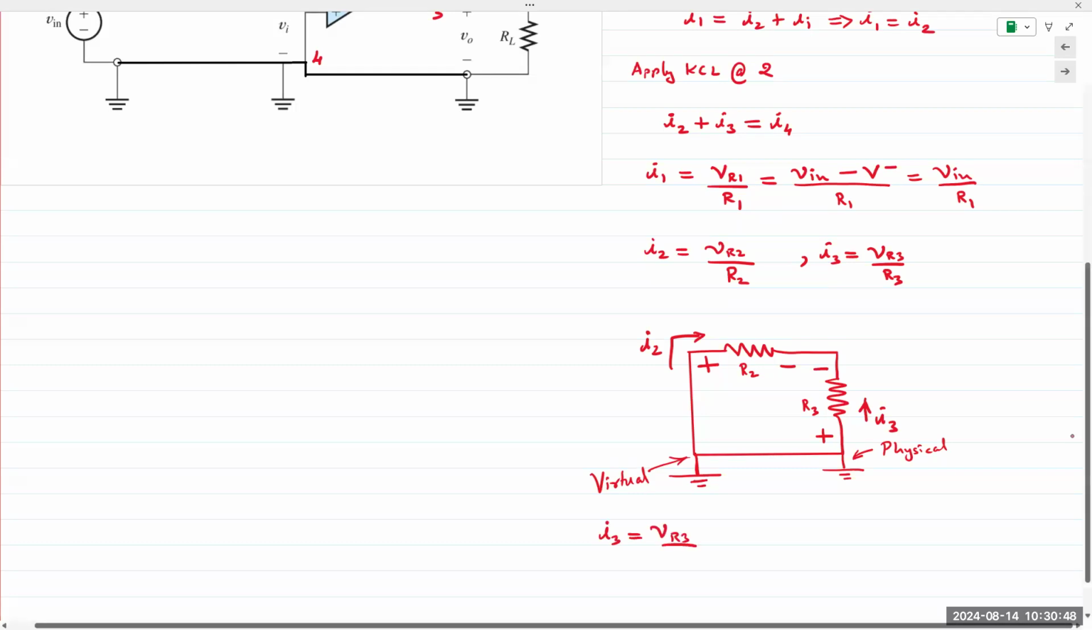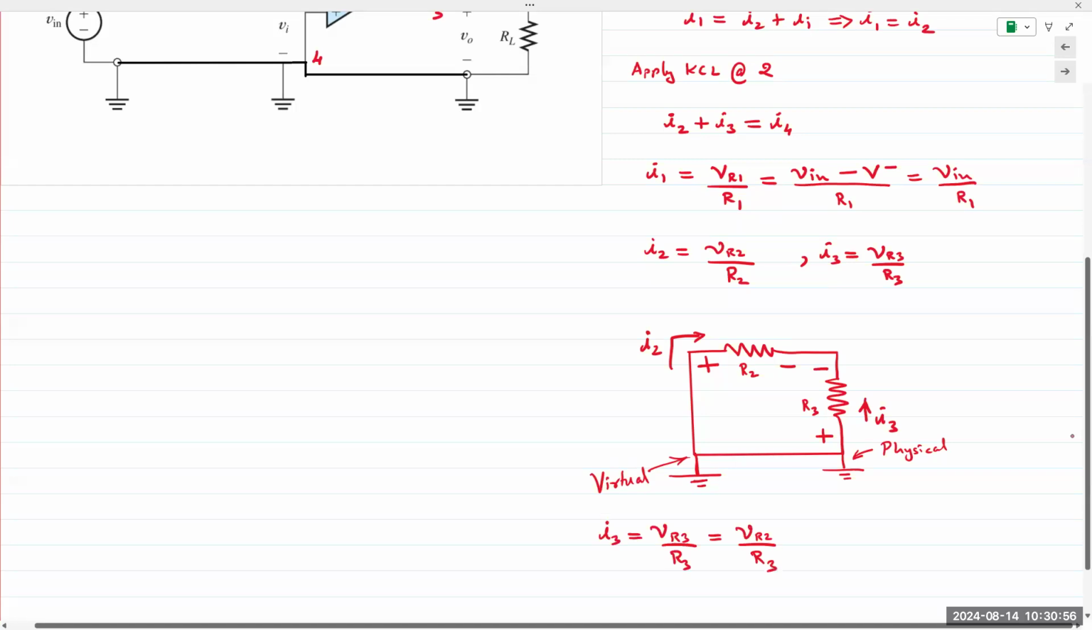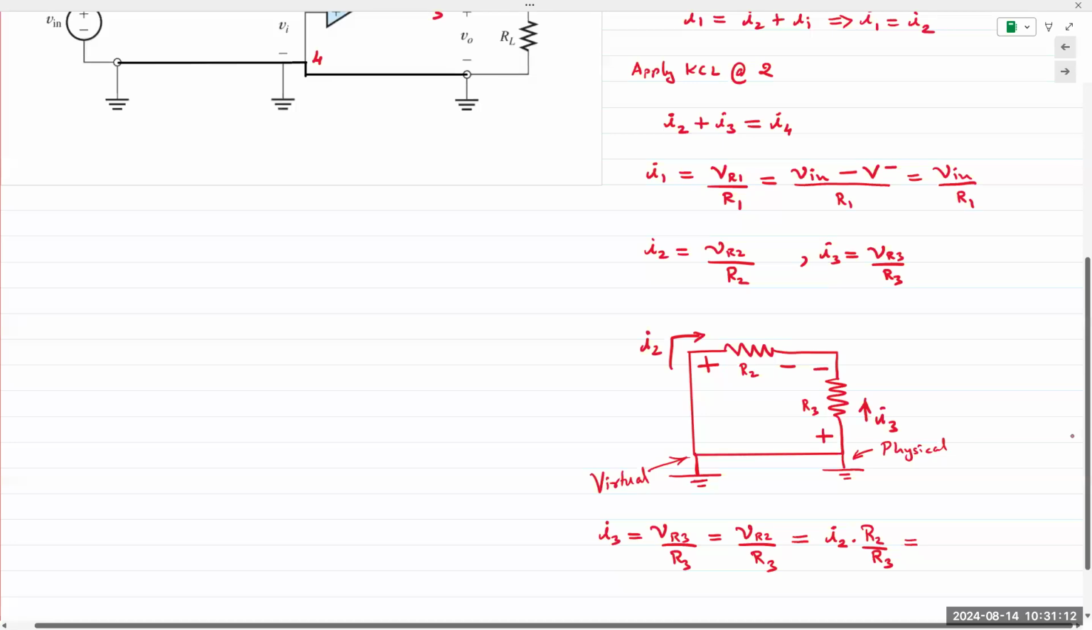I3 is VR3 over R3. VR3 is the same as VR2, so VR2 over R3. And I can write VR2 in terms of Ohm's law, so R2 over R3. And one more step is I2 is the same as I1, right?